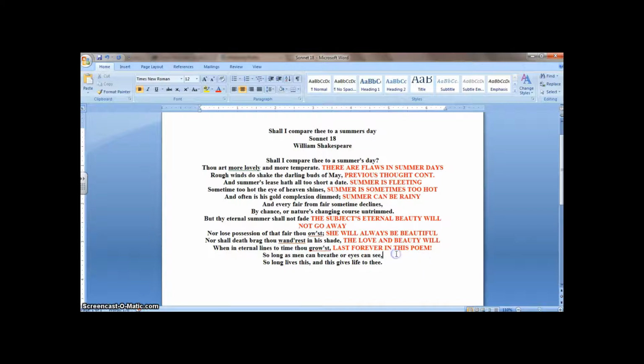Okay, so this is the last part of the sonnet, the couplet, okay? And this is arguably one of my favorite parts of the poem. "So long as men can breathe or eyes can see, so long lives this, and this gives life to thee."